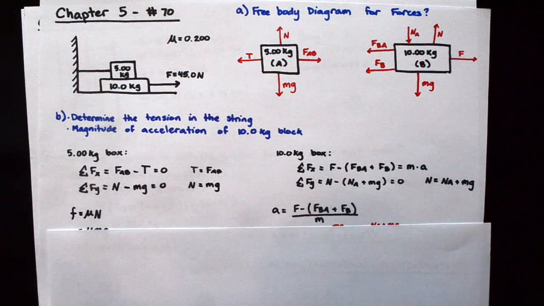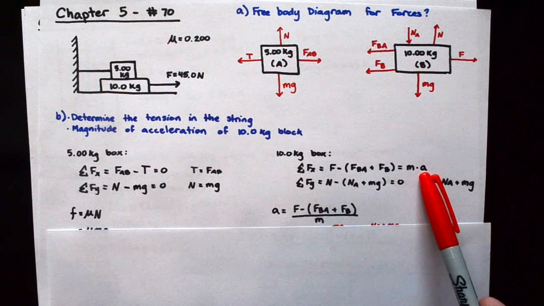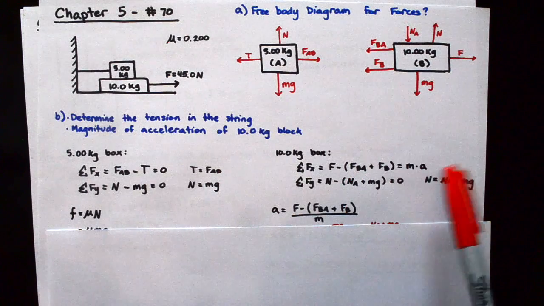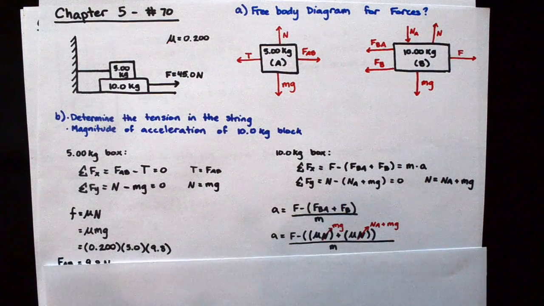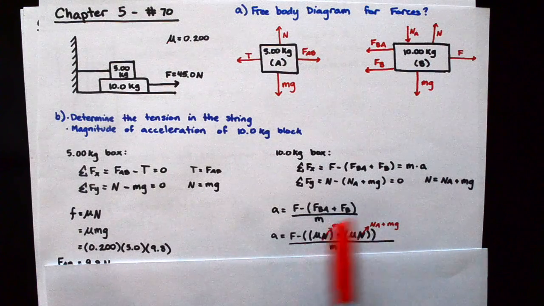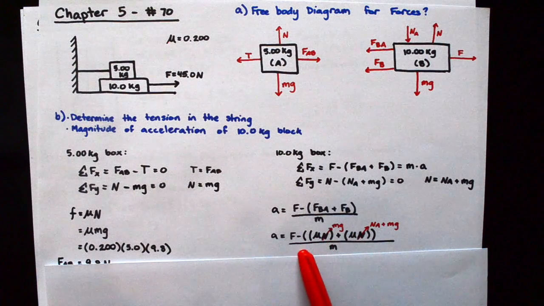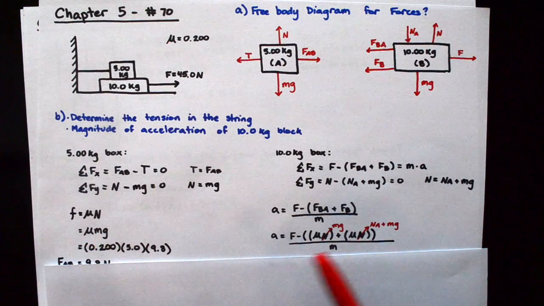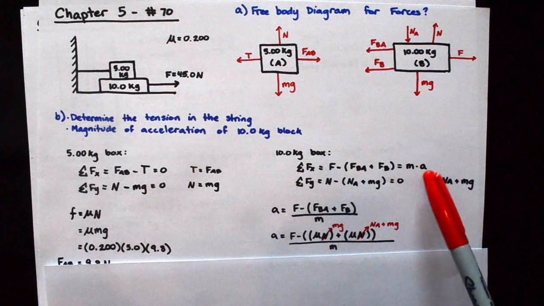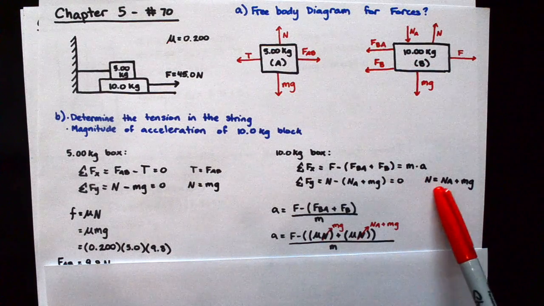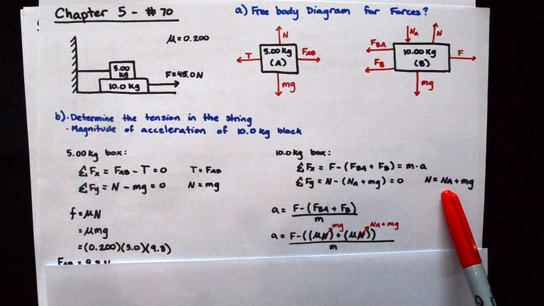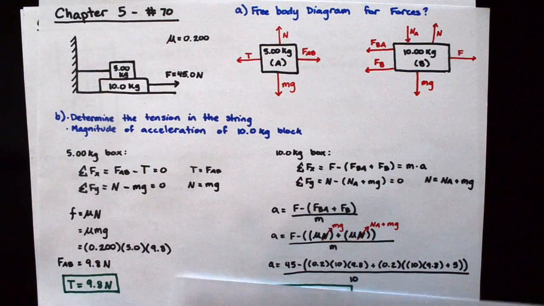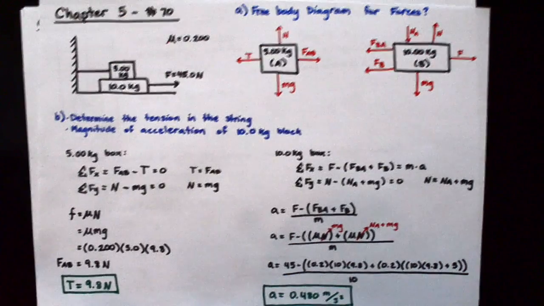So the acceleration is going to equal F minus FBA plus FB, all divided by the mass. The FBA is going to equal, the same as over here, the coefficient times mass times gravity. And then the force of B is going to be the normal force right here, your normal force of A plus your mass times gravity, divided by M. So when we plug in all of our values, the acceleration is going to be 0.48 meters per second squared.